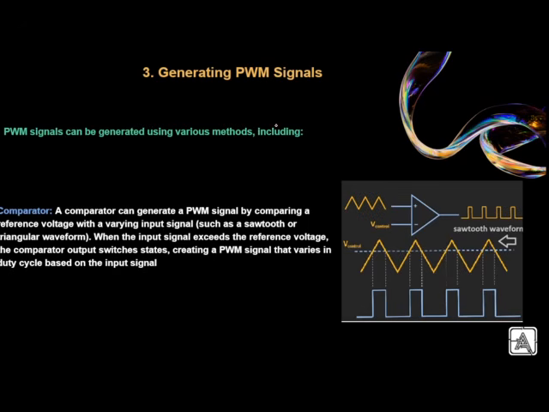Now, how can we generate a PWM signal? There are various methods to generate this, but the first one includes a comparator. From the name, a comparator means comparing two things. Here we are dealing with signals, so obviously we will compare two signals. Here you can see the comparator. At the positive terminal we are giving a triangular waveform, and at the negative terminal we are giving the V control signal, and we are getting such things here.